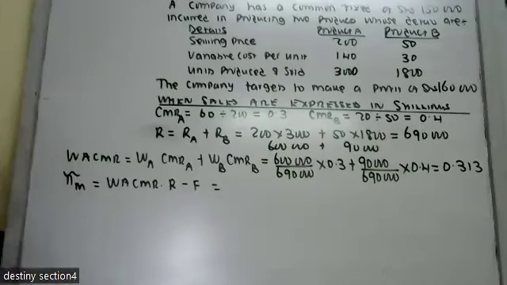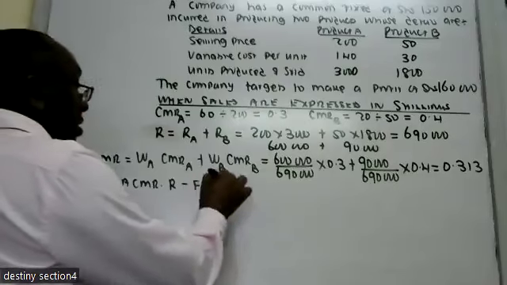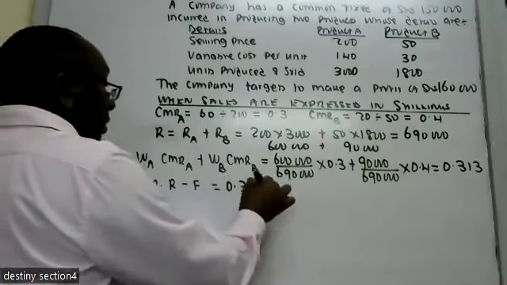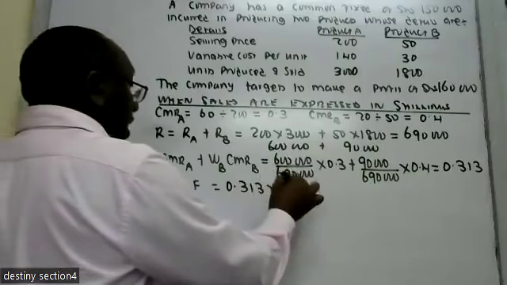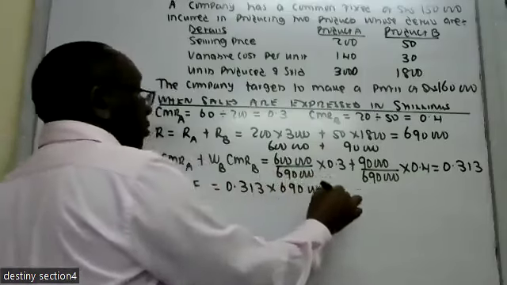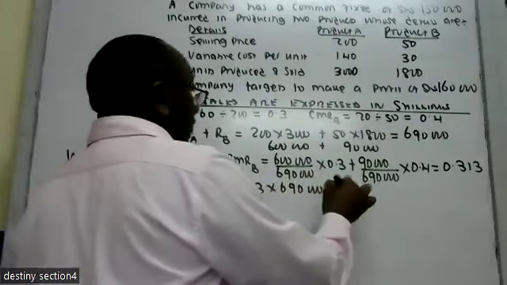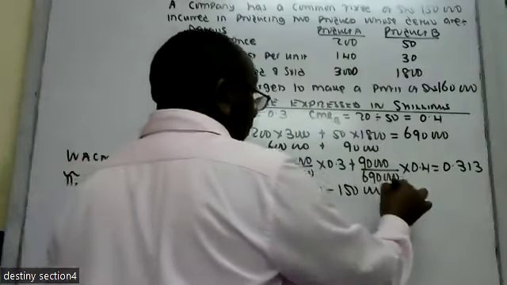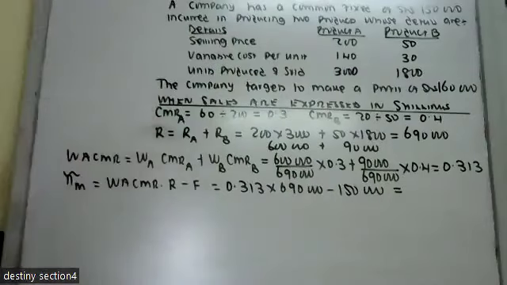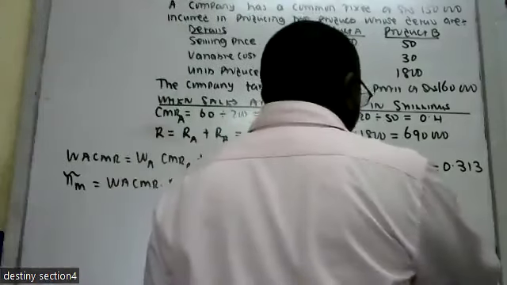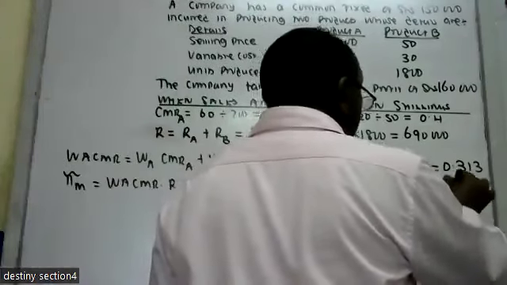So our 0.313 times the revenue of 690,000, you minus the fixed cost of 150,000. So 0.313 times 690,000, minus 150,000, is 65,970.